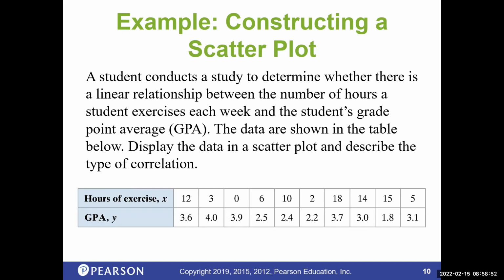Okay, so a student conducts a study to determine whether there is a linear relationship between the number of hours a student exercises each week and the student's grade point average, or GPA. The data are shown in the table below. Display the data in a scatter plot and describe the type of correlation. So we have the number of hours of exercise, which is that first row, and that is going to be our X values. And then we have the actual GPA or grade point average, which is that second row, which is going to be our Y values.